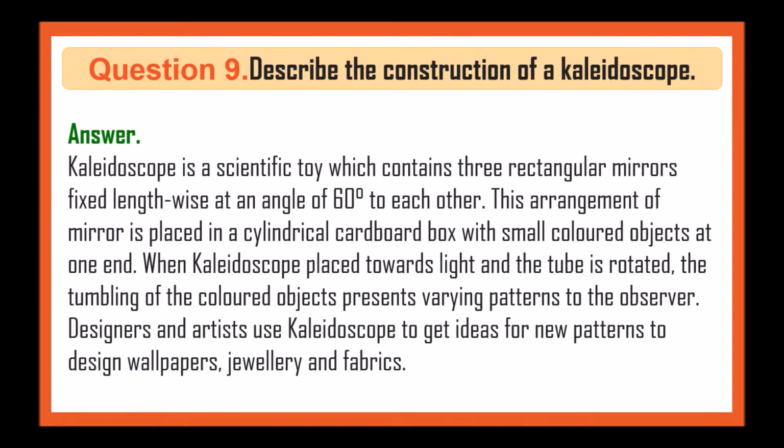Describe the construction of kaleidoscope. Kaleidoscope is a scientific toy which contains three rectangular mirrors fixed lengthwise at the angle of 60 degrees to each other. This arrangement of mirrors is placed in a cylindrical cardboard box with small colored objects at one end. When kaleidoscope is pointed towards light and the tube is rotated, the tumbling of the colored objects presents varying patterns to the observer. Designers and artists use kaleidoscope to get ideas for new patterns to design wallpapers, jewelry and fabrics.